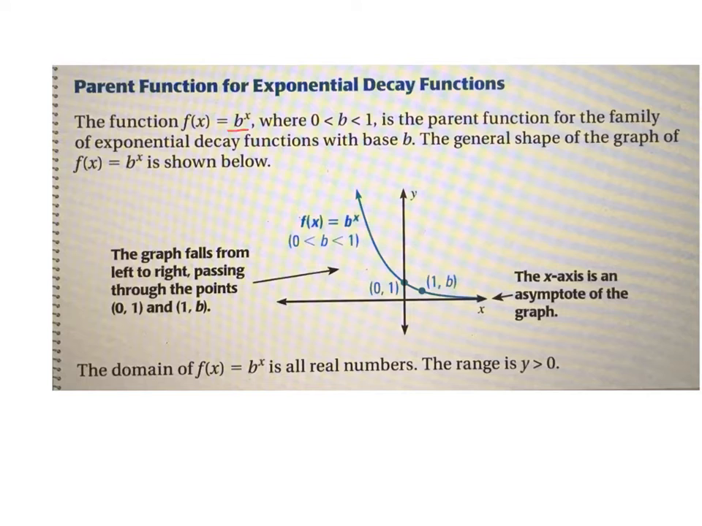The parent function is f of x equals b to the x power. The difference today is b is going to be a fraction. That's how you know it's decay. If it's a fraction, if it's less than 1, between 0 and 1, it's going to be decay. And look what the curve looks like. It's going the opposite direction.